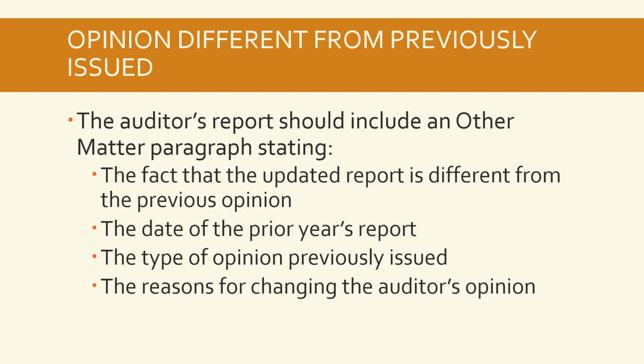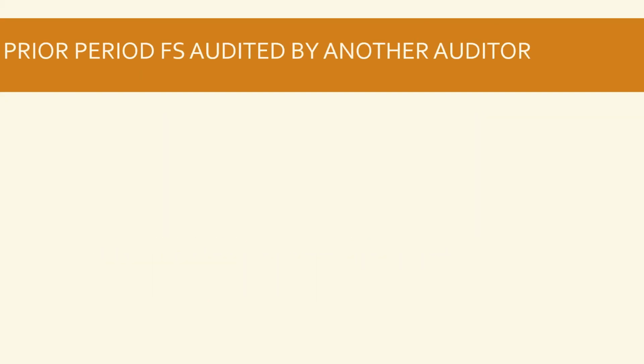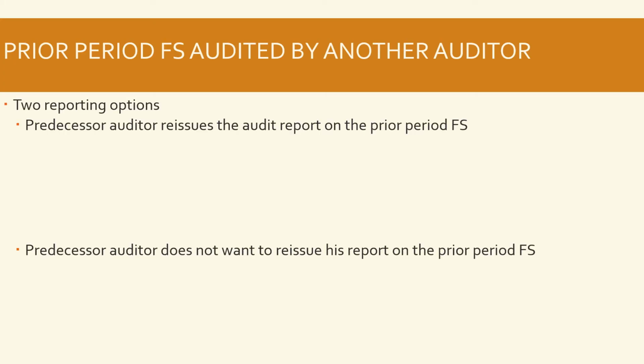It will state the date of the prior year's report. It will state the type of opinion previously issued and the reasons for changing the auditor's opinion. So we have to highlight that one in an other matter paragraph. Now, what if the prior period FS was audited by another auditor? So there was a predecessor auditor. What will be the implication of this on our report?